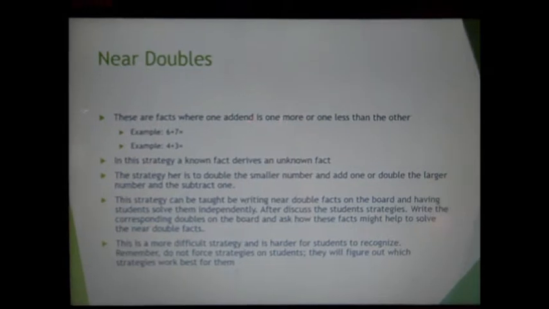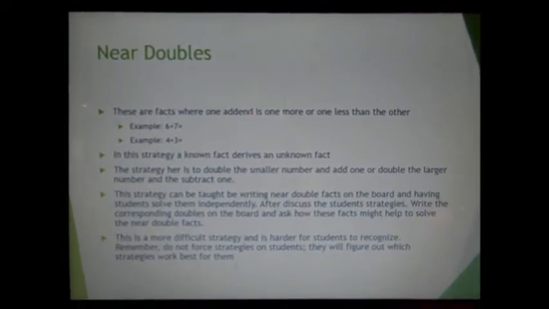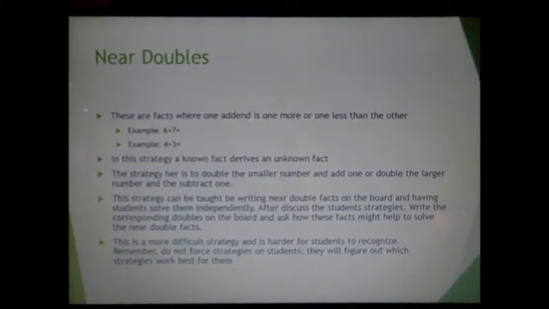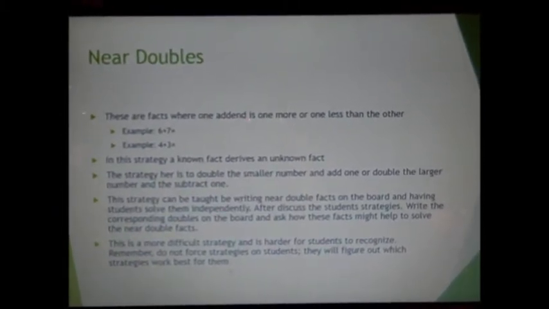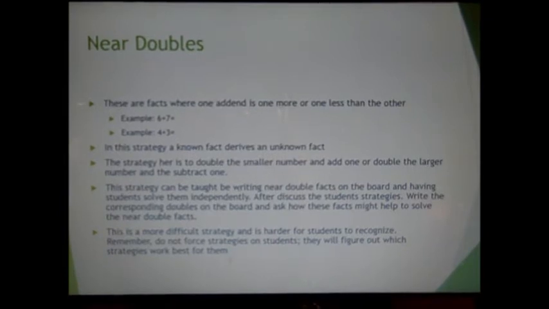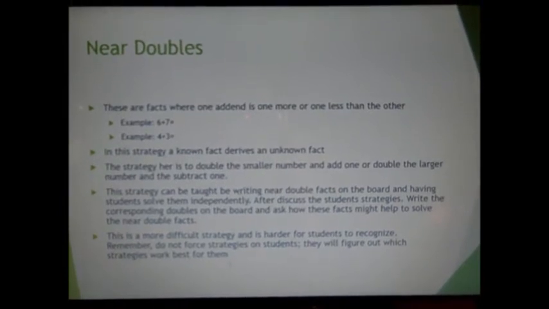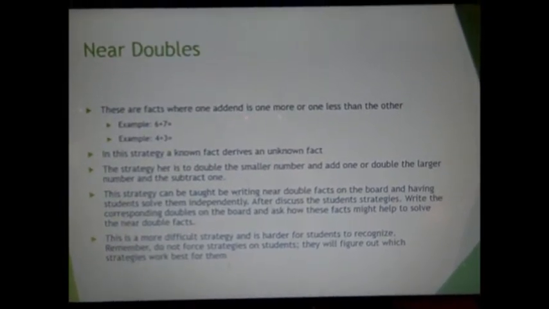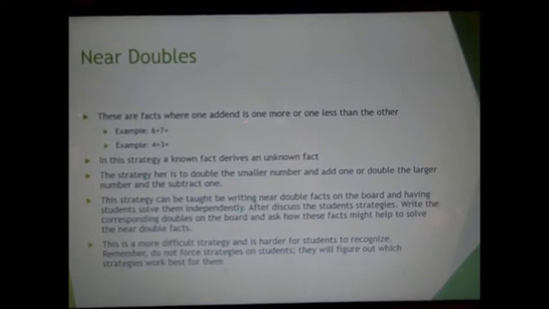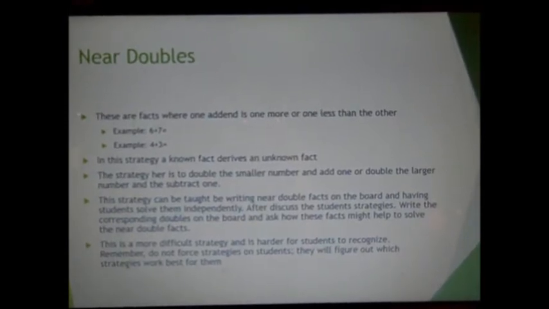Near doubles, also known as doubles plus 1 or doubles minus 1. There are facts where one addend is one more or one less than the other. So for example, 6 plus 7 or 4 plus 3. In this strategy, a known fact derives an unknown fact. The strategy here is to double the smaller number and add 1, or double the larger number and subtract 1.